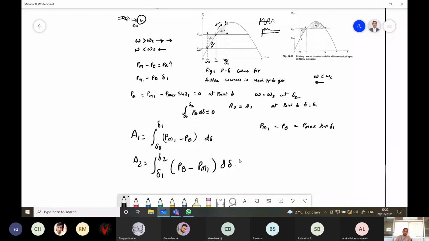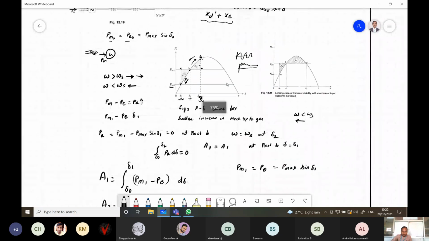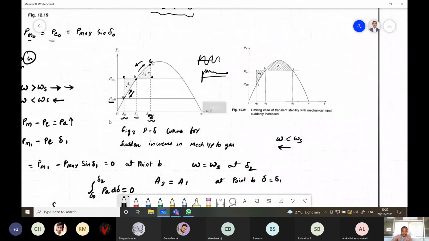For stability of the system, it should be possible to find the angle delta 2 such that A1 is equal to A2. As Pm1 is increased, a limiting condition is finally reached when A1 equals the area above the Pm1 line. Comparing figure 2 and this figure 3, figure 3 shows the limiting case of transient stability with mechanical input suddenly increased from Pm0 to Pm1.